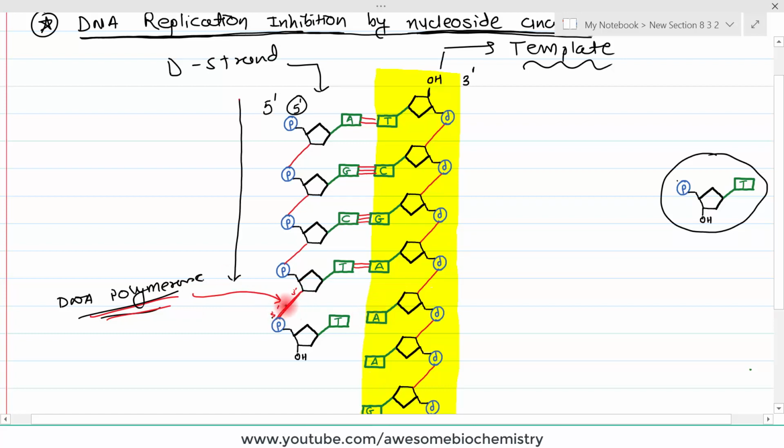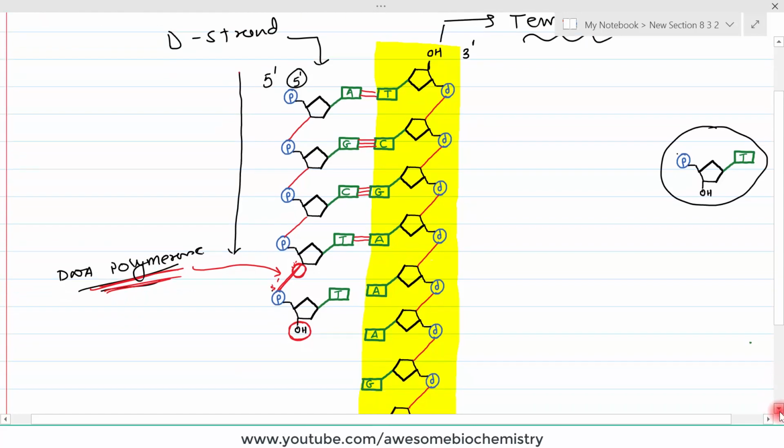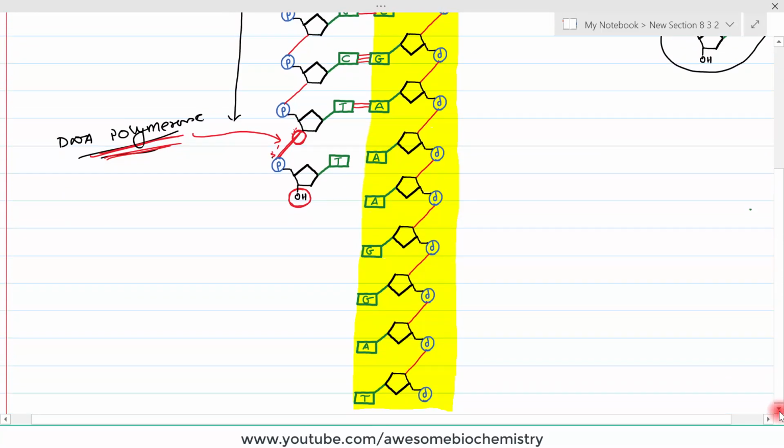And what is the basic requirement for this bond formation? It's the free OH group on this 3' end. As soon as a new nucleotide is added, a new 3' end is created, and this new 3' OH group is there. So if somehow you manipulate this OH group or manipulate this sugar, then you can inhibit DNA polymerase. Okay. So which are the proper strategies to inhibit DNA polymerases?